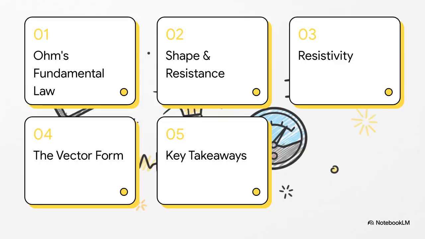All right, here's our game plan. First, we'll hit the main law itself. Then, we're going to figure out why the actual shape of a wire really matters. After that, we'll dig into a special property that every material has. And finally, we'll zoom in for a closer look before we wrap up with the key takeaways. Sound good? Let's jump in.